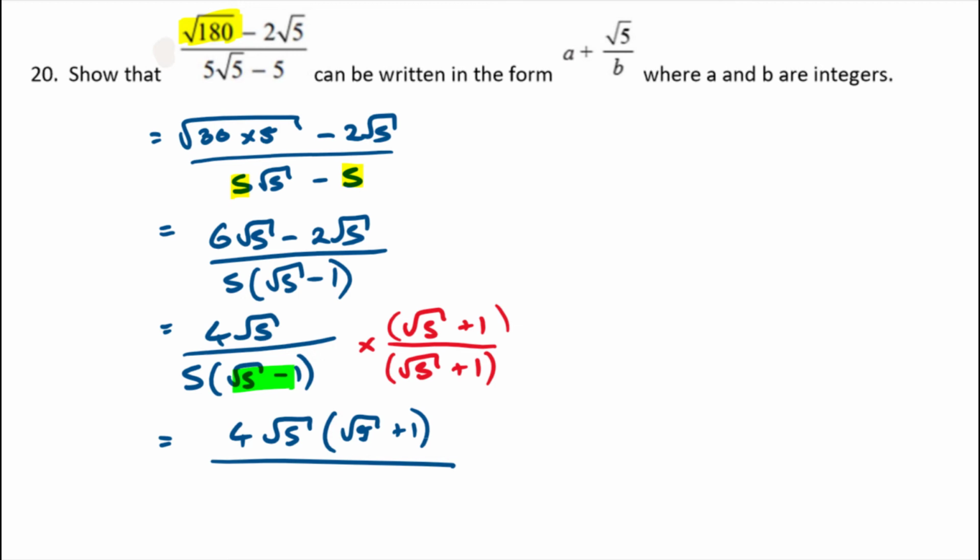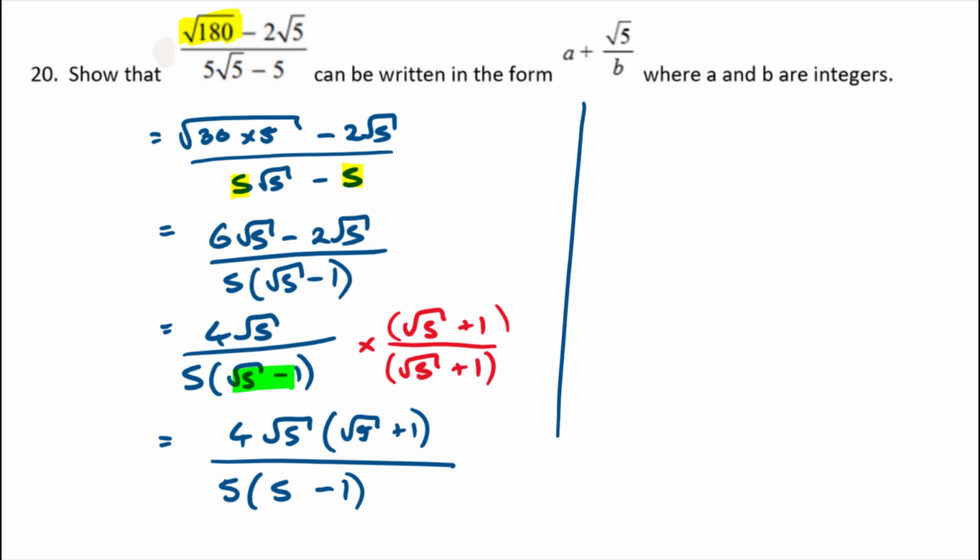I'm going to get root 5 times root 5, which is 5. And then I'm going to get the last two terms multiplied together, minus 1 times positive 1, which is minus 1. Okay, so it basically results into doing that, which is why I multiply through by the positive version of that one over there. Okay, so let's tidy this up a little bit.